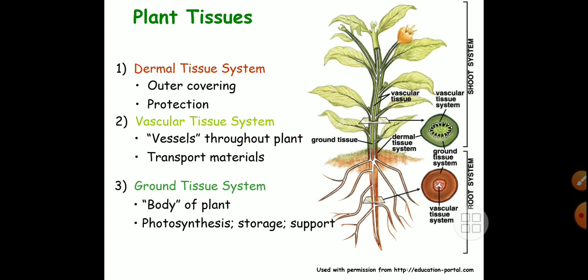Vascular tissue, we know that vessels are there throughout the plant, helping to transport material, meaning food, water, all sorts of things, from one place to the required site where it is to be deposited. That is done by the vascular tissue system. The third, the ground tissue system, builds up the body of the plant and works in photosynthesis, storage and support.